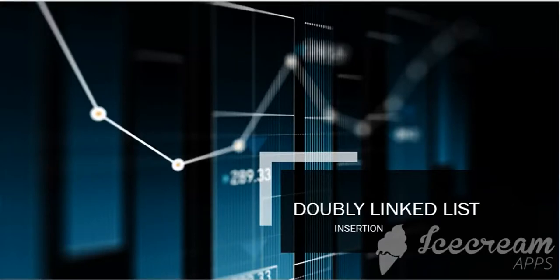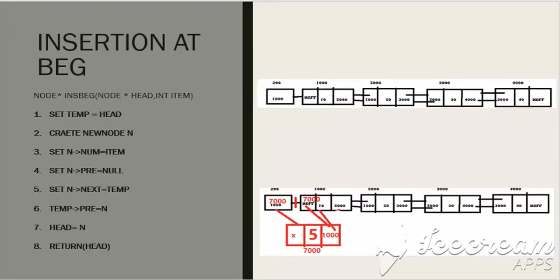In this video, we will be discussing how to insert a particular node in the beginning and end of a doubly linked list. We already told that a doubly linked list is otherwise known as a two-way list. That means we can traverse the list both in the forward direction and the backward direction. And here, we insert a particular item in the beginning of a doubly linked list.